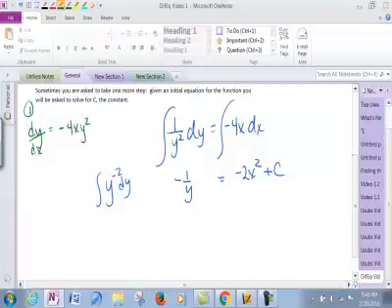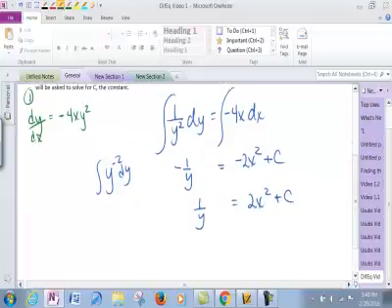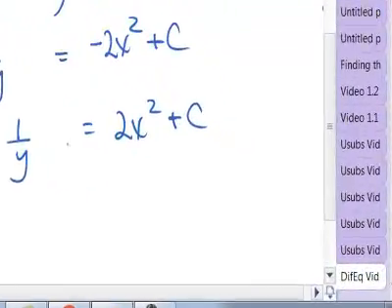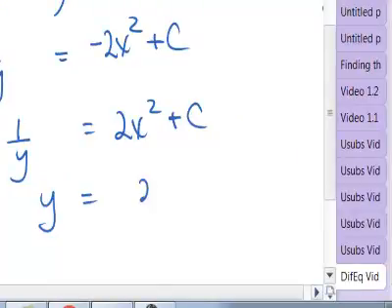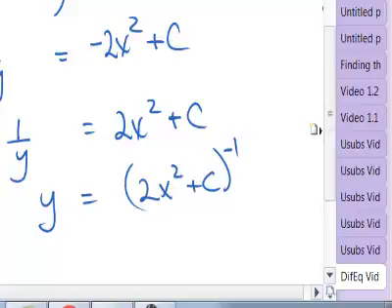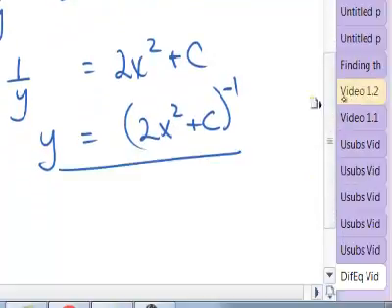Alright, so now that we've separated and integrated, we need to simply finish this by solving for y. First thing I'm going to do is multiply through by a negative, and so I get 2x squared plus c. Again, we haven't solved for the constant yet, so even when we multiply through by a negative, we're still going to call it c. Last thing we want to do is flip both sides, and so we get y equals, and I'm going to put this in parentheses to the negative 1. Because there was no initial condition, this is our final answer.